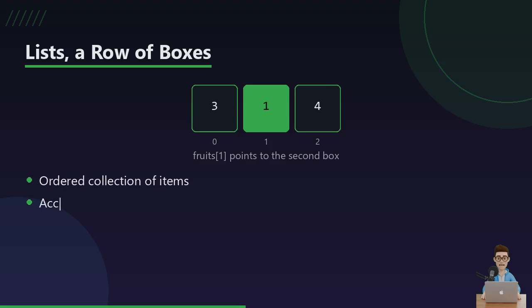A list is like a row of storage lockers lined up in a row, each with a number on the door starting at 0. Here, the locker at position 1 holds the value 1. Lists let you group related things together and pull any one out just by knowing its locker number.